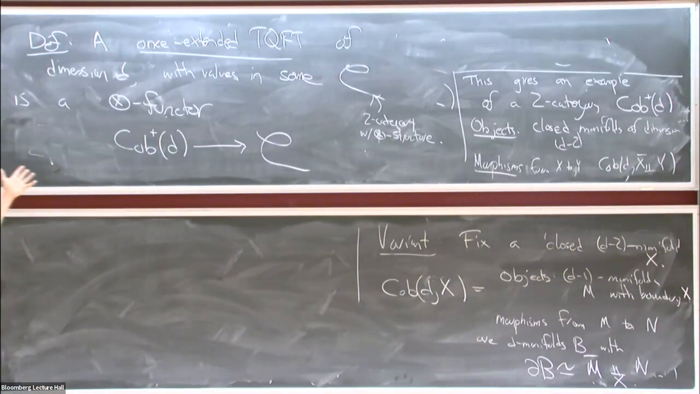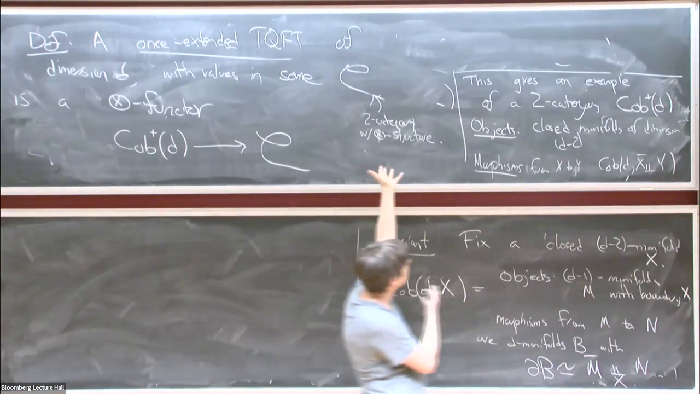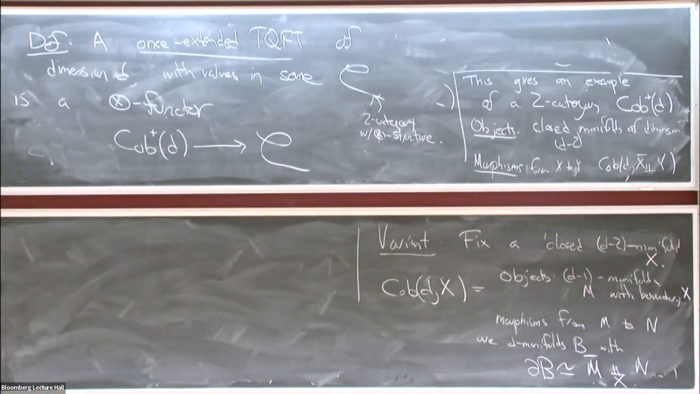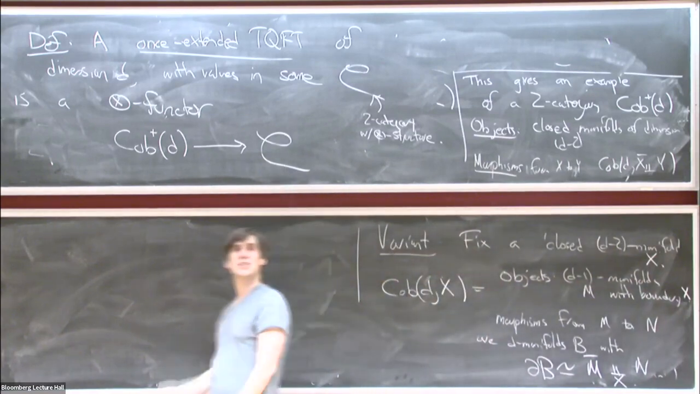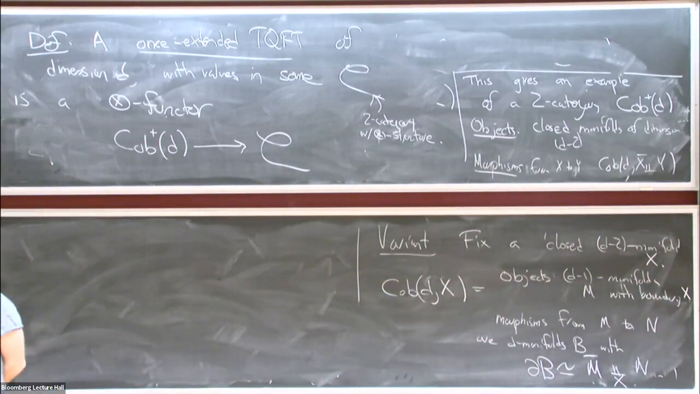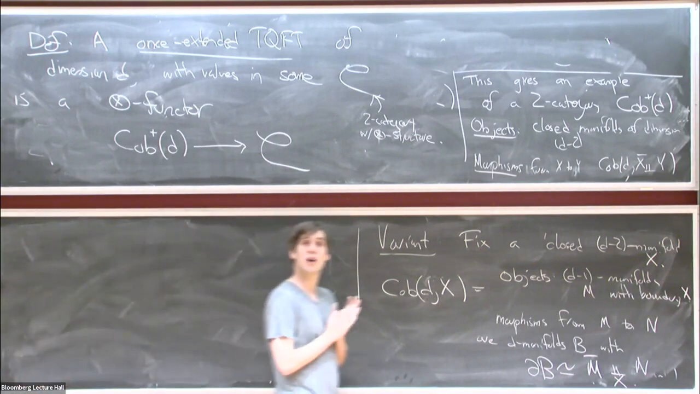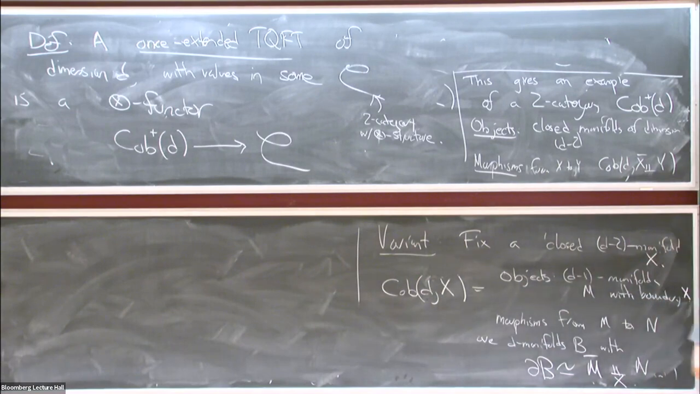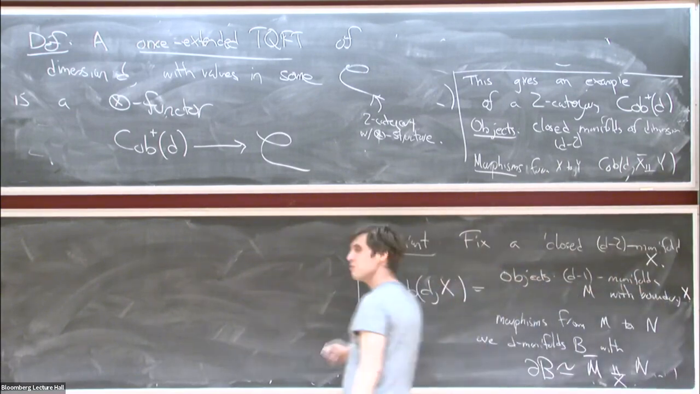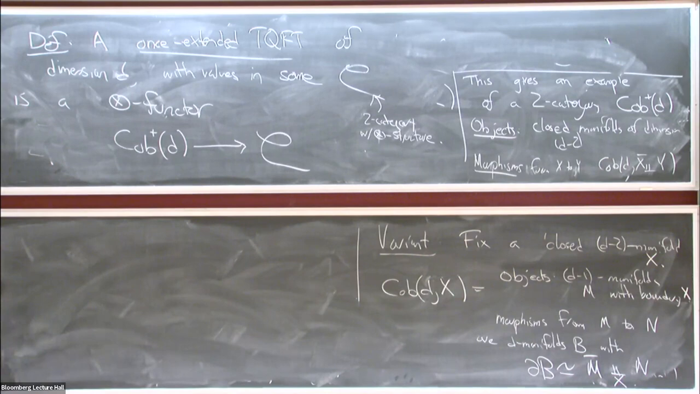But for this definition, you need to know not just what a category is, but what a two-category is. And you need to understand at least how to make manifolds into a two-category. And also, you have to decide where you want your field theory to land and understand what the structure that you want to see over there is. So you pay a cost in the level of abstraction that you're working at, but it pays a dividend, which is that in some sense, the theory becomes simpler.